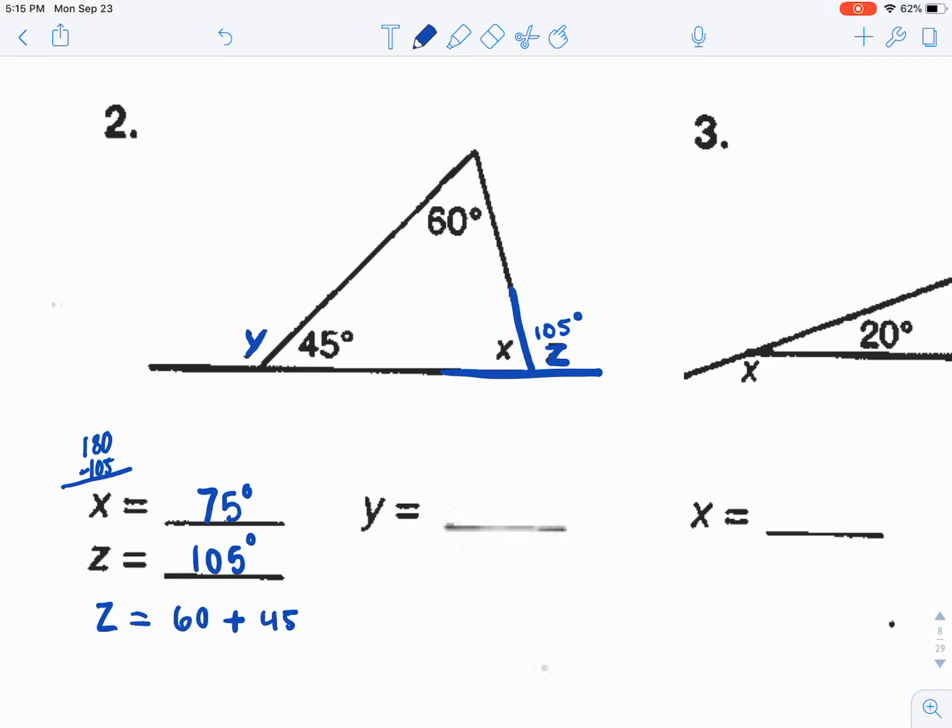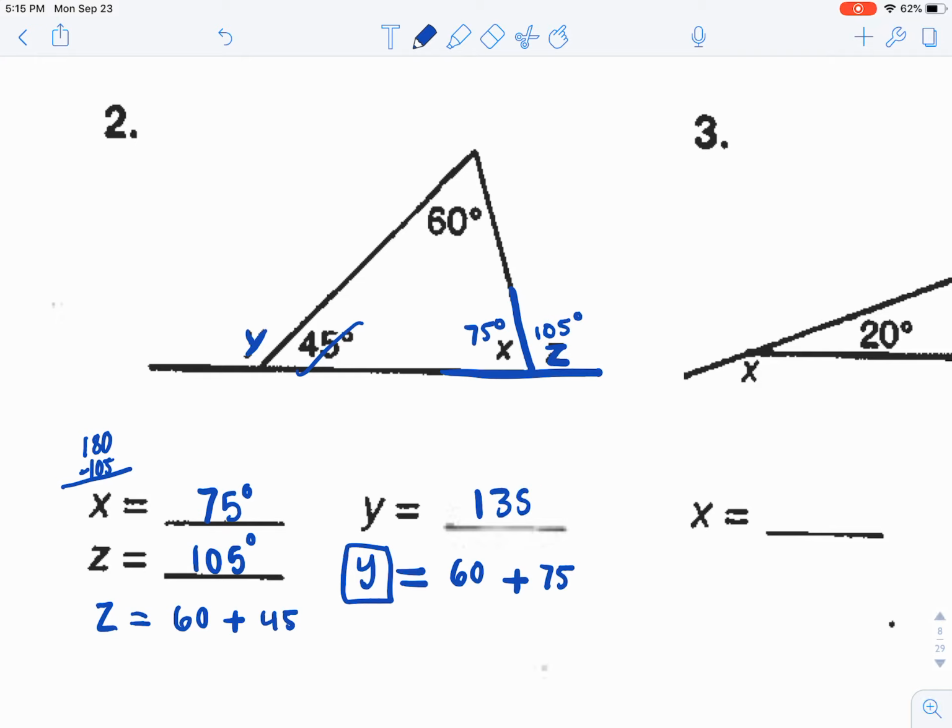Let's find the measure of angle Y. If we know that X is 75 degrees, we can now find the measure of angle Y. Y is an exterior angle. The exterior angle is the sum, means add, of its remote interior angles. Those are the angles that are not right next to Y. So 60 plus 75 will give us the measure of angle Y. 60 plus 75 is 135.